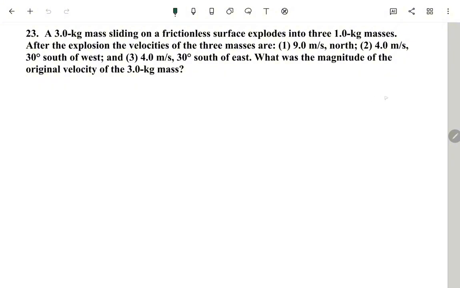Now, here's the situation. We have an object. This object here explodes into 3 pieces, with this x and y, and one like this one here, making 30 degrees south of west with speed equal to 4 meters per second, and this one right here making 30 degrees, 4 meters per second, and this one going north with 9 meters per second. Now, in this case, we would like to calculate the magnitude of the original velocity of the 3 kilogram mass.